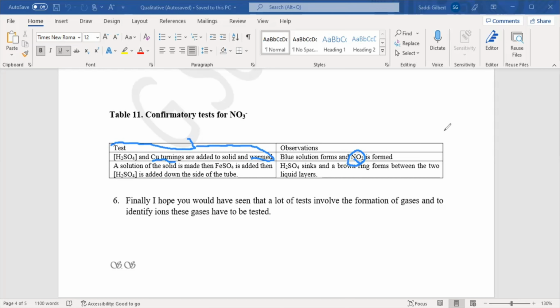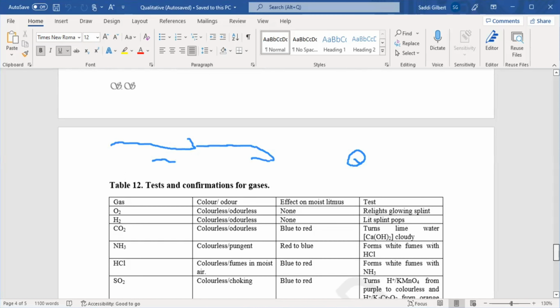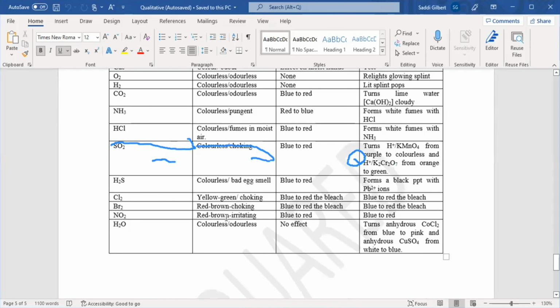NO2 is formed. If NO2 is formed, what would we observe? So let's go back down to the table. You see, this is how you have to use the notes. Any observation you have, it's there. NO2. See? Red, brown, irritating gas turns blue litmus red. So we know for sure that it is nitrogen dioxide that is formed based on all of that.